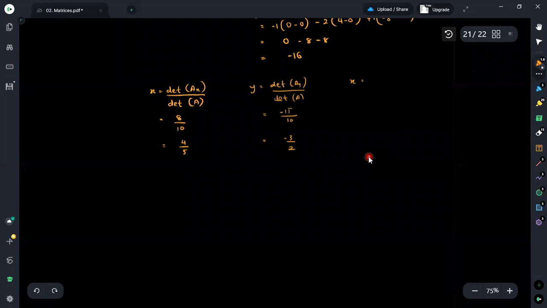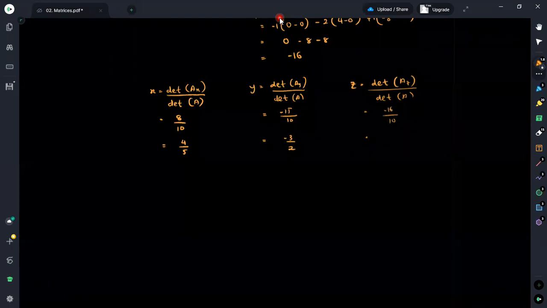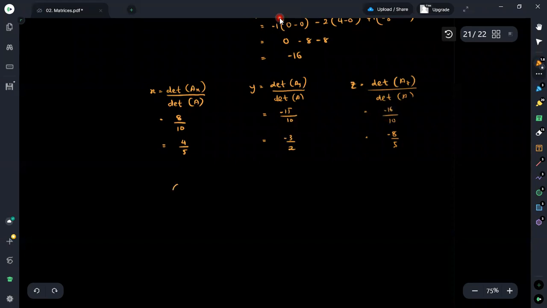Then z is equal to the determinant of Az divided by the determinant of A, which equals minus 16 divided by 10, which gives the value minus 8 divided by 5. Therefore, we can write this in this form. Here we get x, y, and z equal to 4 over 5, 3 over 2, and minus 8 over 5 as the final answer.